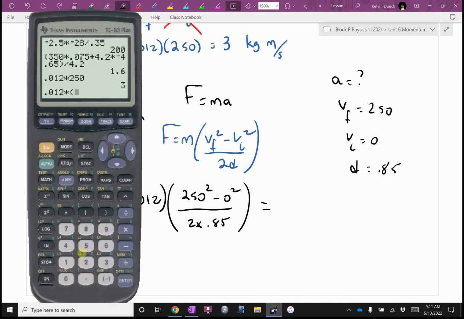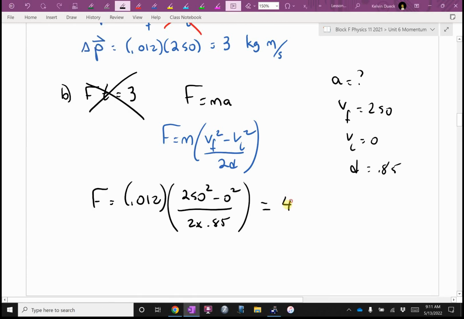0.012 times bracket 250 squared. I guess I don't need to type the minus 0 squared, but I need to put brackets around the bottom. And I ended up with 441 newtons, but I might be wrong. Or am I good? Yeah. So a little tougher question there, but Claudia, I think in a panic you could have figured it out and made your way through it. I'm hoping you didn't learn anything.